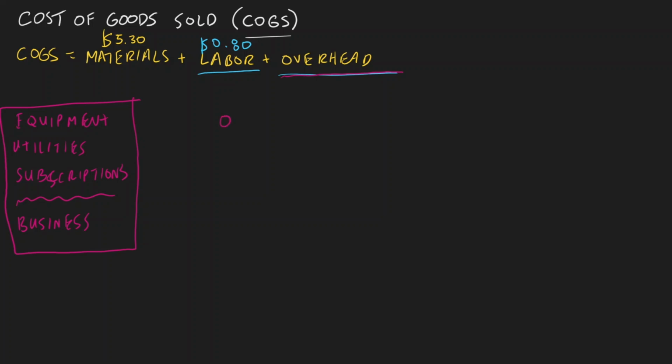At a high level, you could say, if you had all the numbers and you were running the data, that your overhead equals your monthly overhead, meaning all the non-candle direct costs, divided by the number of candles produced in a month.